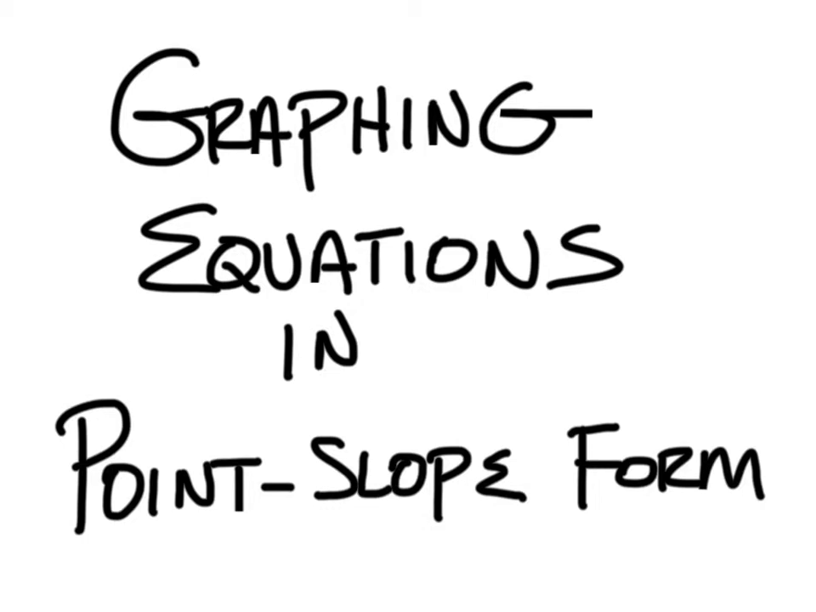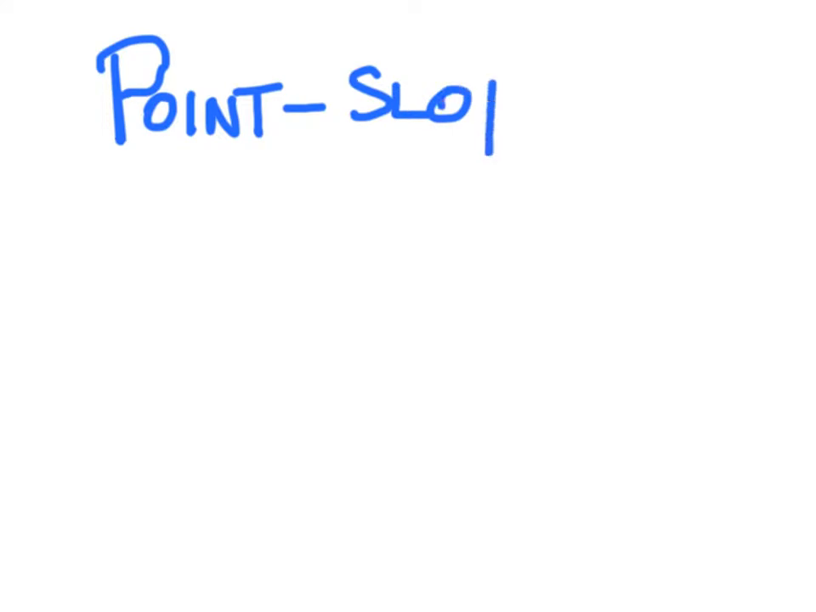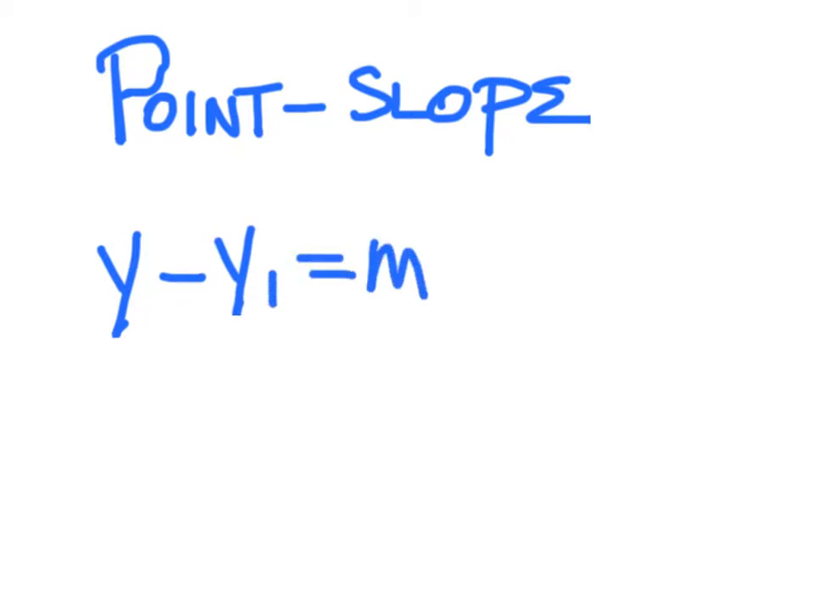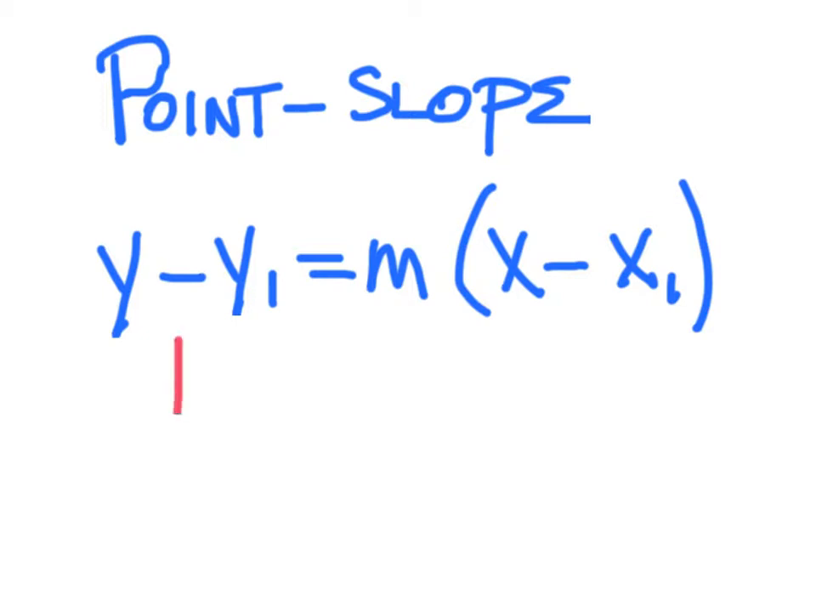Graphing equations in point-slope form. Here is the point-slope form of the equation of a line. The point-slope form is y minus y1 equals m times the quantity x minus x1. That's the general form that you start with. The general form has minus signs in it. You'll get some problems that have plus, and I'll show you how to fish that out.